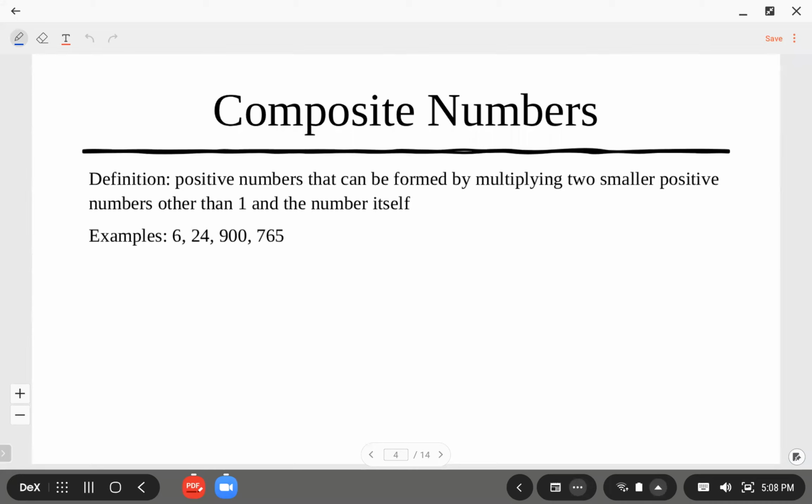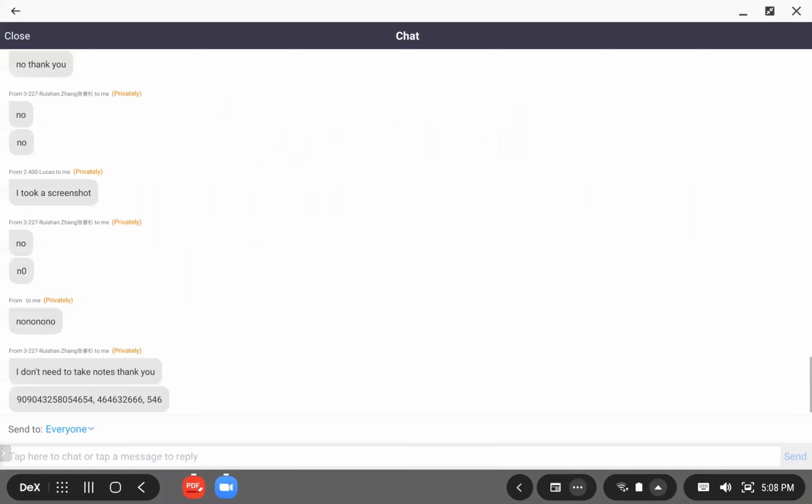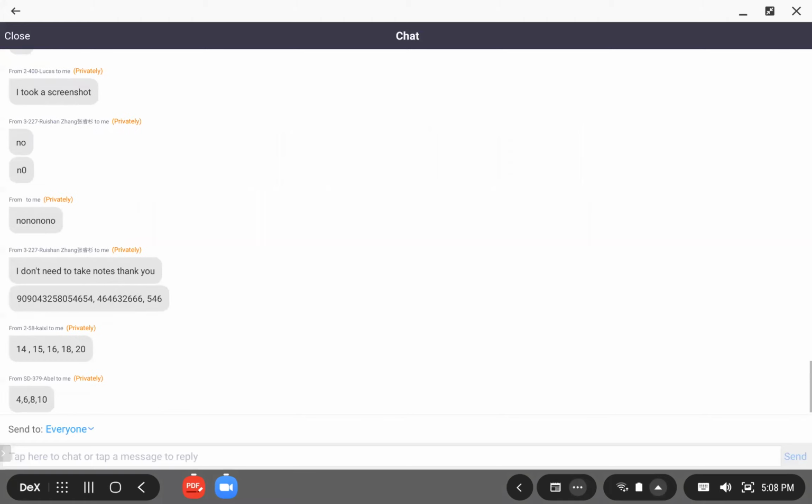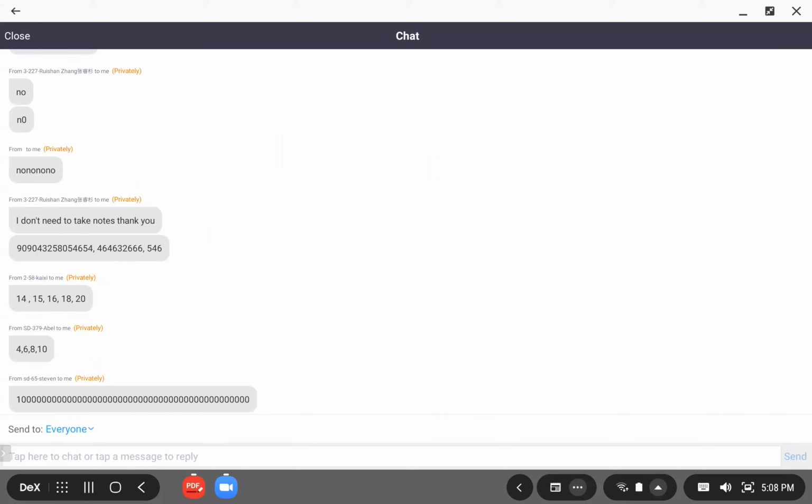Please brainstorm 3 to 4 composite numbers, okay? Please brainstorm 3 to 4 composite numbers and put your answer in the chat. Okay, so you'll start off with a little warm-up question. Okay, yes. Very good. Those are all composite numbers. Yes, thank you.